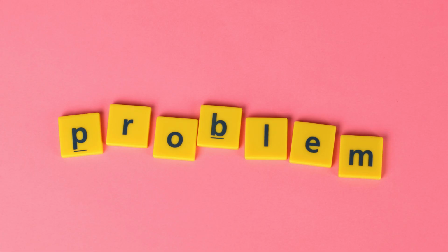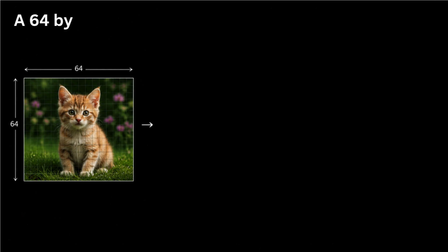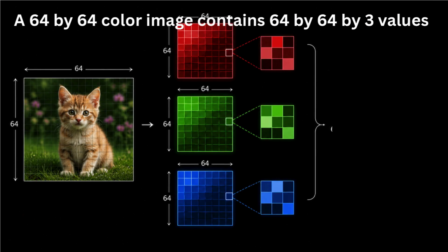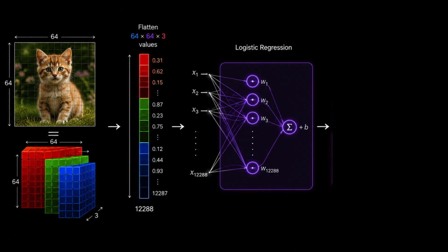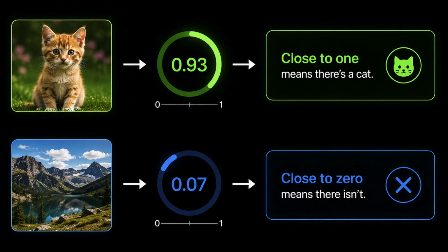Let's start with a simple problem. Suppose we want to find cats in images. A 64 by 64 color image contains 64 by 64 by 3 values. We flatten those values into a vector, pass them through logistic regression, and get a number between 0 and 1. Close to 1 means there's a cat. Close to 0 means there isn't.